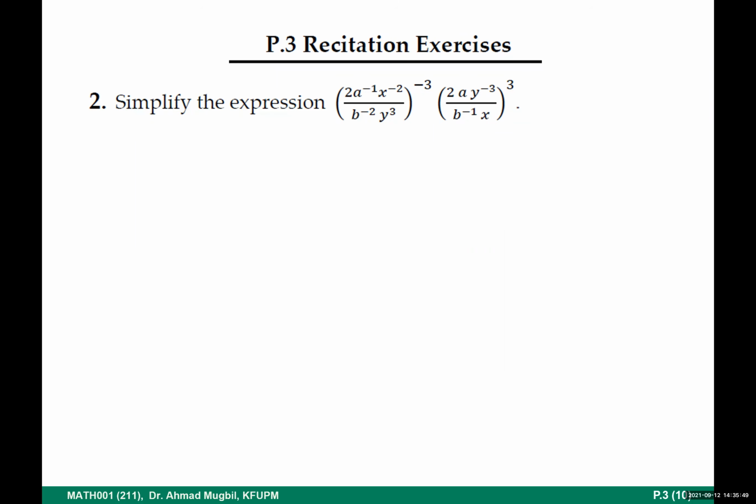This is recitation exercise number 2. Let's pause the recording, and I will give you 2 minutes to solve it. I will take the attendance during that. Please, Shabab, try to simplify your answer, and be careful when you are using the laws, which law you are using. You should always ask yourself this question.